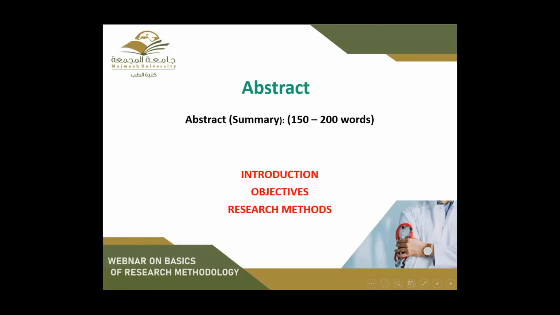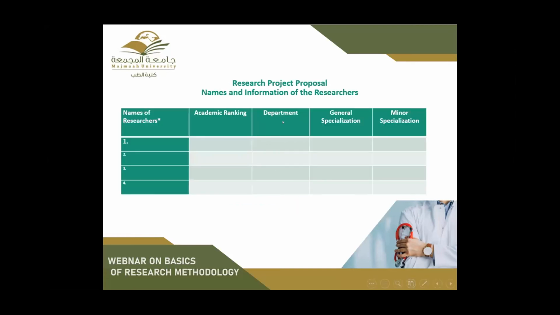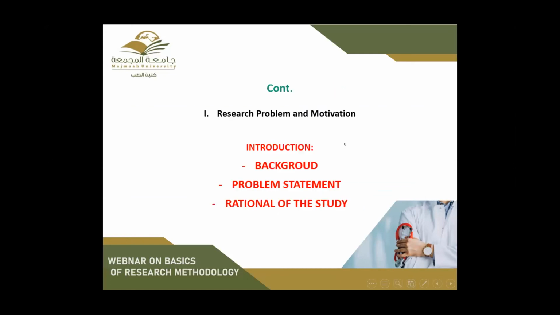Then you have the abstract. When we say abstract, we mean the abstract regarding the proposal. That means it includes the introduction, the objectives, and the research methods. This abstract should not be more than 200 words, between 150 and 200 words. If you have many other researchers, you can put their names here on this page.